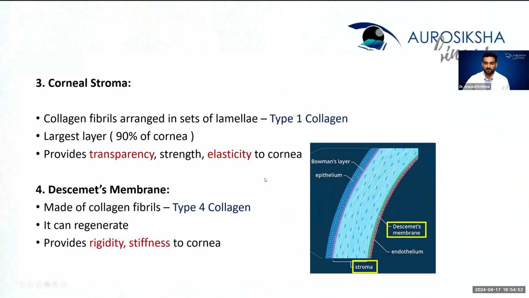Coming to the third layer, the bulkiest part of the cornea, the corneal stroma. It's made of type 1 collagen fibers. It makes up 90% of the cornea. It provides transparency, strength, and elasticity to the cornea. And the fourth structure, the green one here, is Descemet's membrane. It's made up of type 4 collagen. It, however, can regenerate. The main function of Descemet's membrane is that it provides rigidity and stiffness to the cornea.